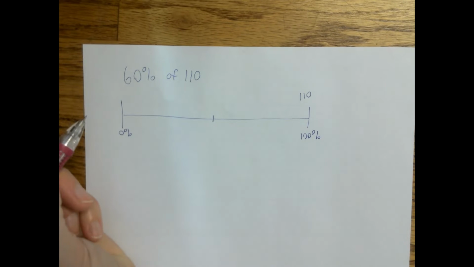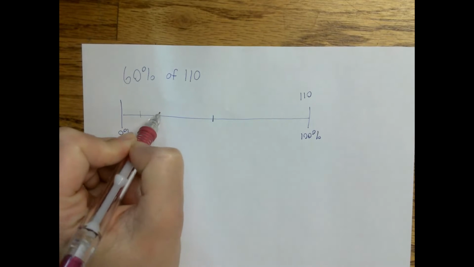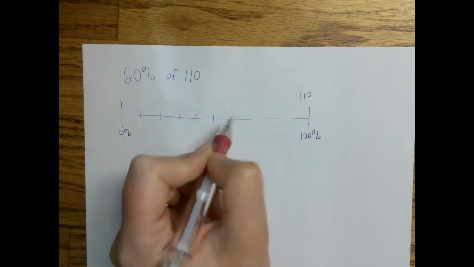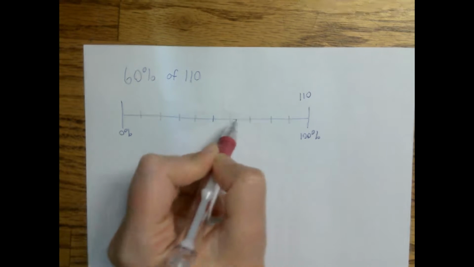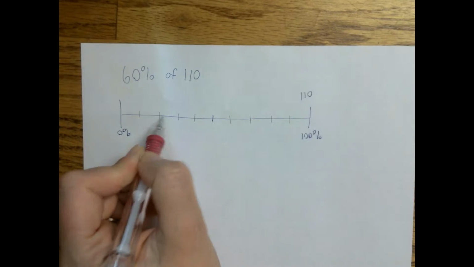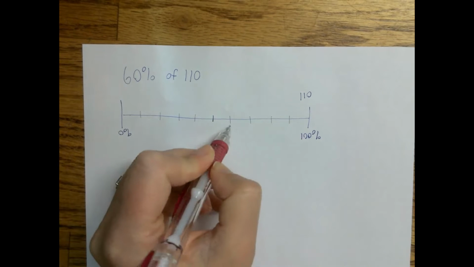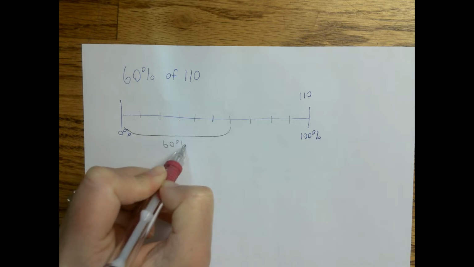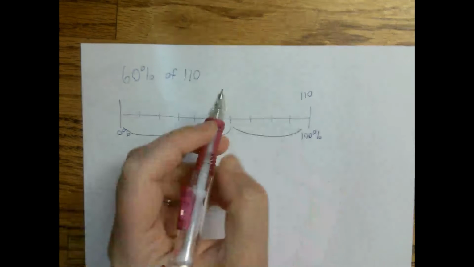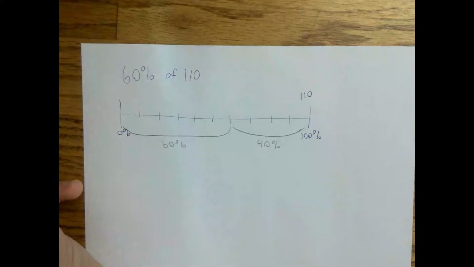Halfway through would be 50%, but I need 60%. So I'm actually going to split this up so that it's got 10 sections. 1, 2, 3, 4, 5, 6, 7, 8, 9, 10. And so 60% would be right here. So this is 60%, and the remaining portion is 40%. And I need to figure out this amount.